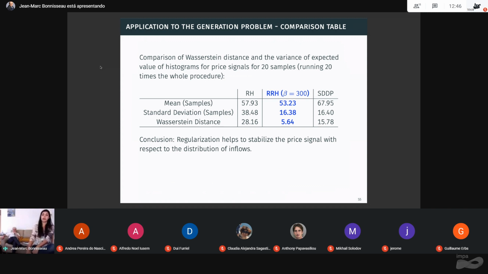A table that summarizes the results of this simulation shows that when we run the overall procedure 20 times to compare how it behaves for different samples, we see that the Wasserstein distance of histograms is really smaller in the case of regularized rolling horizon, that is 5.64, compared to SDDP, for example, that is 15.78. Also, we see, as expected, that the mean of the price is also smaller. So for regularized rolling horizon, we have 53.23, and for SDDP, 67.95. So the conclusion is that regularization helps us to stabilize the price signal with respect to the distribution of inflows.